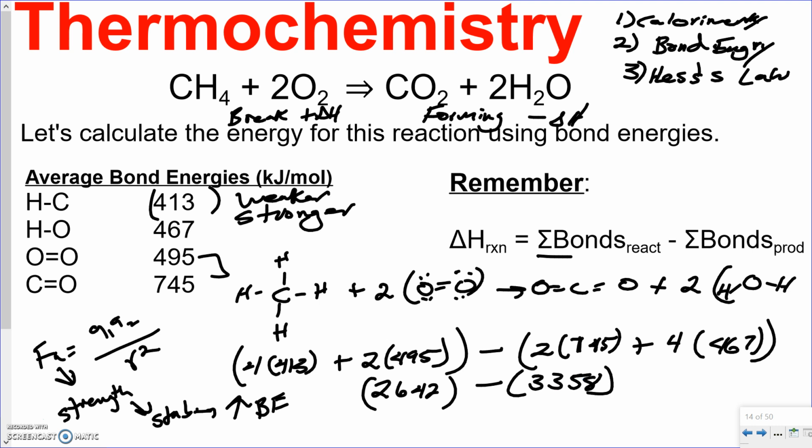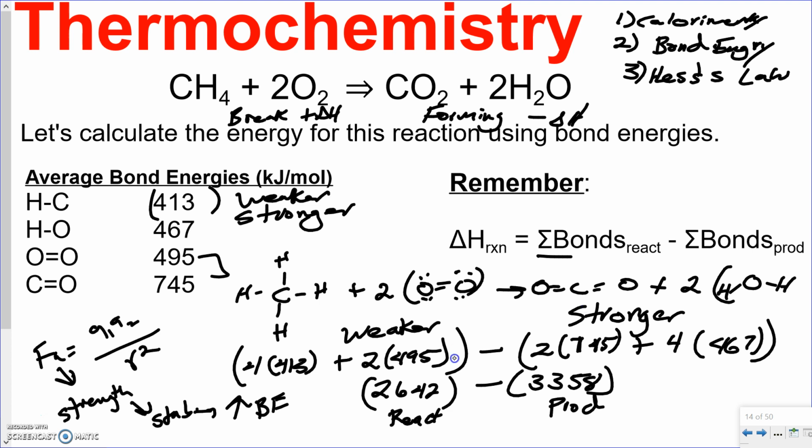So time, pause, look at this. This is the bond energy of our reactants. This is the bond energy of our products. What do you notice? The reactants have less bond energy than our products. What does that tell us? That tells us that the bonds of the reactants are overall, or on average, weaker than the bonds of the products. The products are stronger overall.